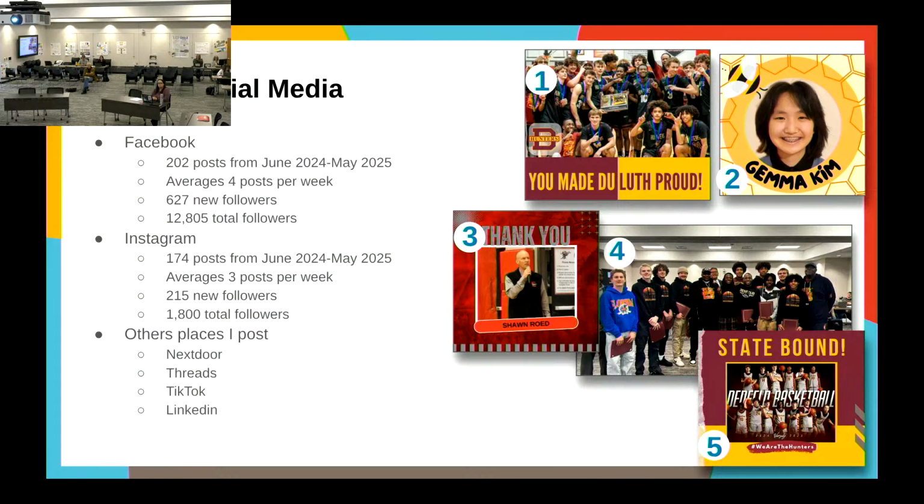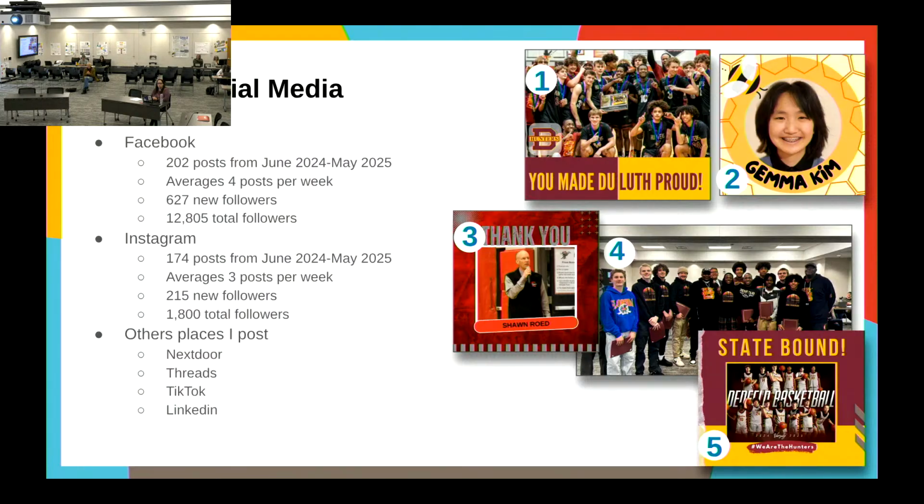So from June 2024 to May 2025, I have posted 202 posts, which averages about 4 posts per week. We have received 627 new followers over the year, coming to about 12,800 total on Facebook. When I started, we were about at 9,000. Instagram we had 134 posts throughout the year, which averages about 3 posts per week, and we are starting to gain more followers on Instagram with our students there.